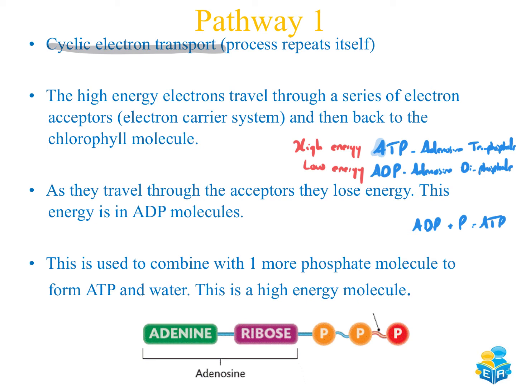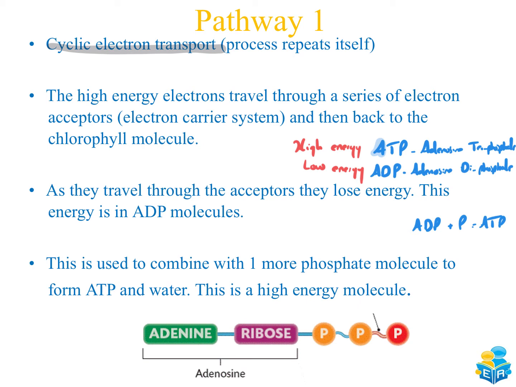These high energy electrons, after moving into the chlorophyll, have got some sunlight, they're now energized electrons, they're high energy electrons, and they're going to move through a series of electron acceptors. They're going to go from electron acceptor to electron acceptor and then move back to the chlorophyll molecule, okay? They start off in the chlorophyll, they go to an acceptor, from acceptor to acceptor, back to the chlorophyll. Now, as they travel through the acceptors, they're going to lose energy. And this energy is in the form of ADP. It's a low energy molecule, but they're going to lose some energy, okay? This is used to combine with one more phosphate molecule to form ATP and also some water. And this is a high energy molecule.